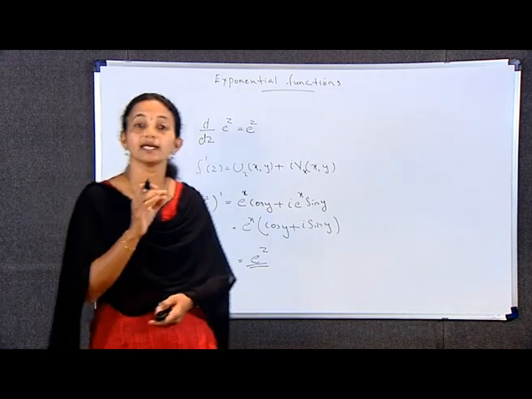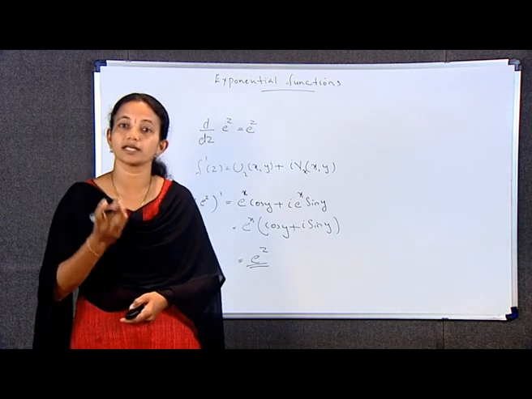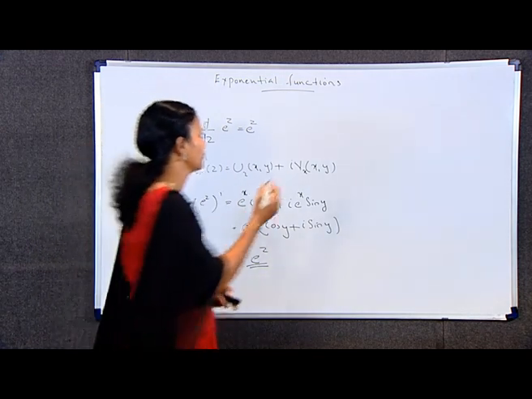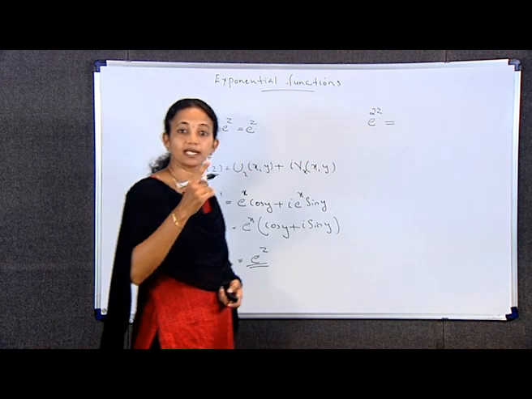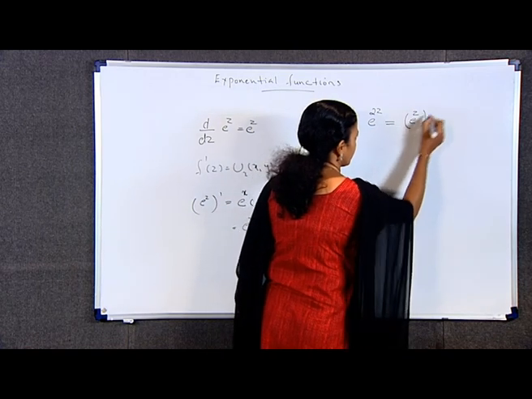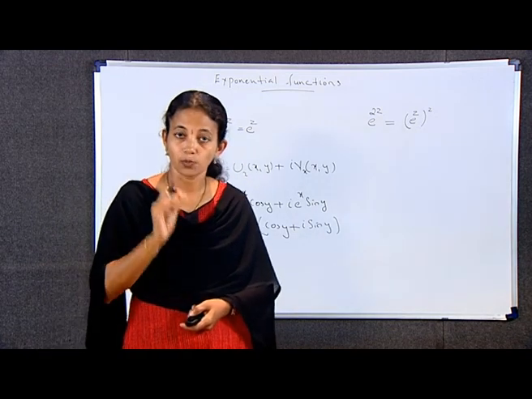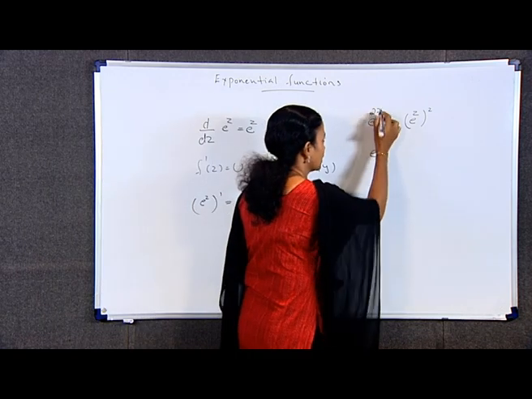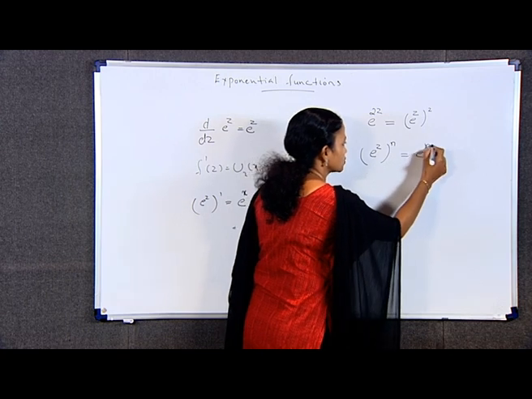The third property is e raised to z1 plus z2 is equal to e raised to z1 into e raised to z2. In particular, e raised to 2z, we can write as e raised to z whole square. Also, by mathematical induction, we can write e raised to z whole raised to n is equal to e raised to nz.